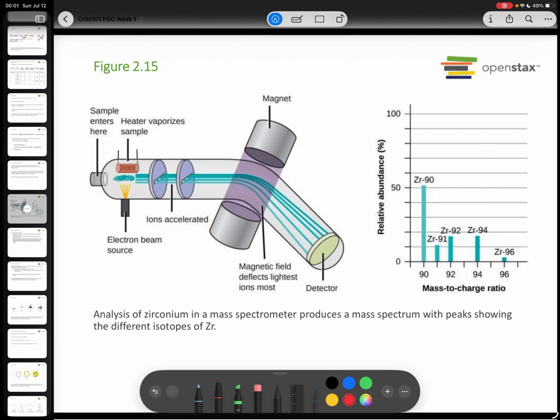Makikita niyo yung mass to charge ratio sa x-axis. Y-axis is relative abundance. So the position of the peak is related to the mass, tsaka yun nga, relative abundance. And the height or intensity ng peak na yun, yung height niyan, related siya sa kanyang abundance. Okay? So a mass spectrum is like a fingerprint for isotopes. So it shows that an element may contain several isotopes, not just one kind of atom. Okay?